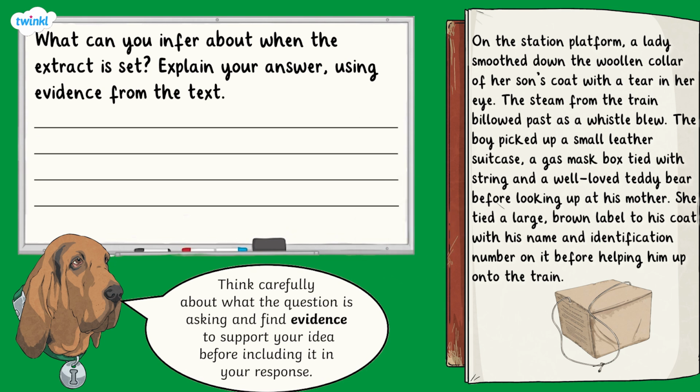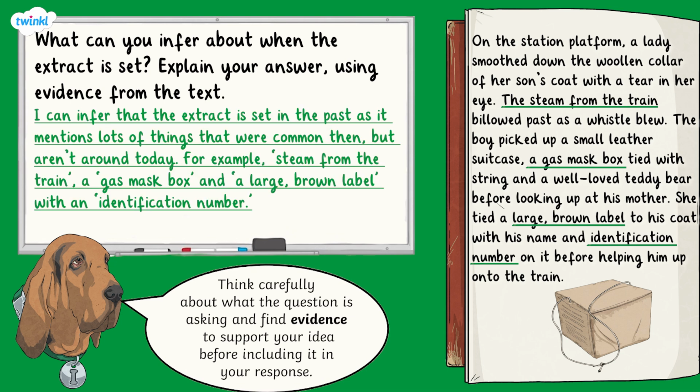To determine when the extract is set, we need to look for clues. In this text, it mentions steam from the train, a gas mask box, and a large brown label with an identification number. All of these clues point to the extract being set in the past. Therefore, we can write our answer using this evidence. I can infer that the extract is set in the past as it mentions lots of things that were common then, but aren't around today. For example, steam from the train, a gas mask box, and a large brown label with an identification number.